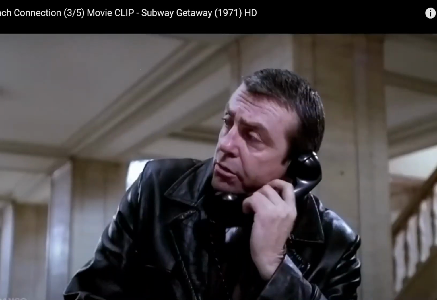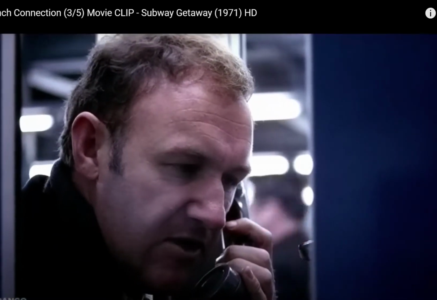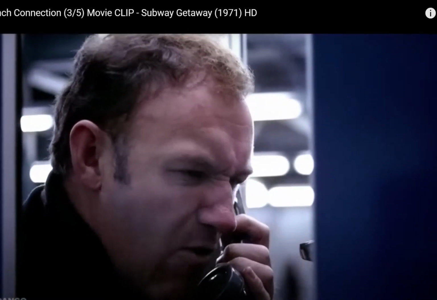The frame-within-frame composition harnesses the viewer's focus on Doyle's face and the dialogue between him and his partner, Rousseau. The framing technique reflects Doyle's mindset, which is hyper-focused and centered on catching Alain Charnier. The viewer's attention is centered on Doyle's profile, just as Doyle's thoughts are centered and consumed by the current investigation.